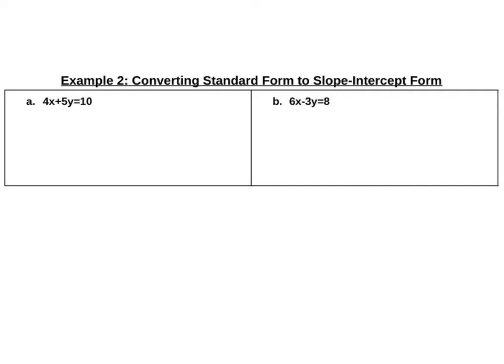Example 2, we're going to take a look at converting standard form into slope-intercept form. So remember, slope-intercept is going to be that y equals mx plus b. So again, we're going to look at these and solve for y. Going back to solving for literal equations, when we are looking for y, we need to start by subtracting 4x. Now, subtracting 4x, we cannot do anything with that 10. So when we solve this equation, we got to keep those 2 things separated.